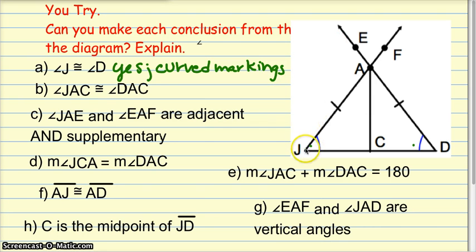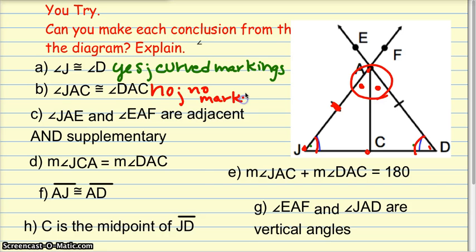The next one, angle JAC, so this angle up here, and angle DAC, so this angle over here. Are these congruent? When I asked this question in class, a lot of students told me yes, because of the tick marks. Well, these tick marks are going to the sides. Then students said, well, yes, because of the curves. Well, the curves are going to angle J and angle D. Notice there are no markings up here. So no, these angles cannot be assumed congruent.